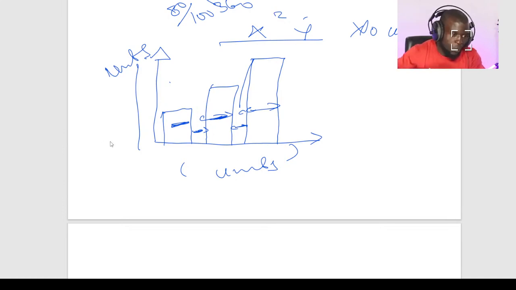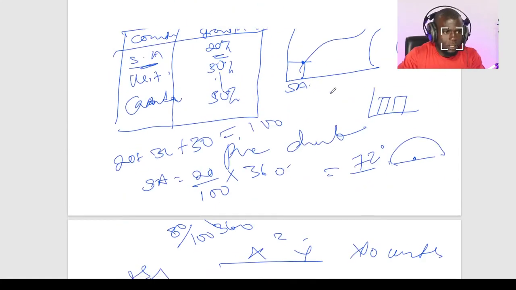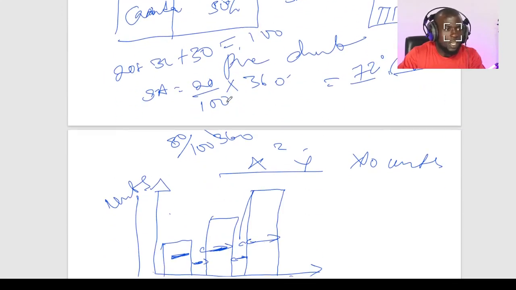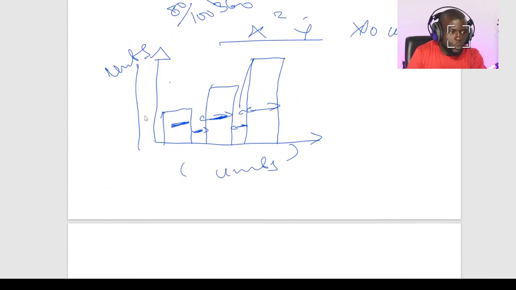And then now, when you have this, if you look at this, you see 20%, 30%, 50%. You see a person writing here 20%, 20%, 30%, 50%. This is going to be wrong. Why? Because the range is not the same. From here to here is 20. From here to here is 10. From here to here is 20. So it's supposed to be the same.